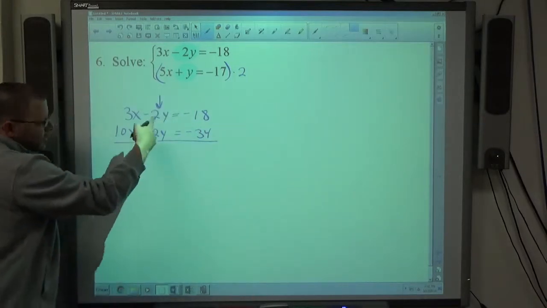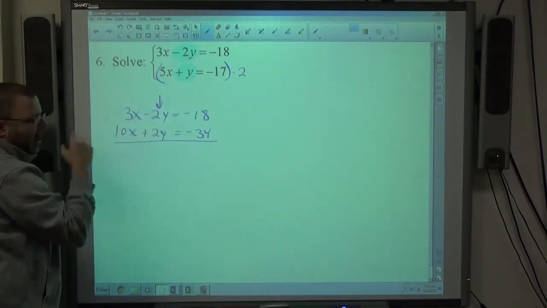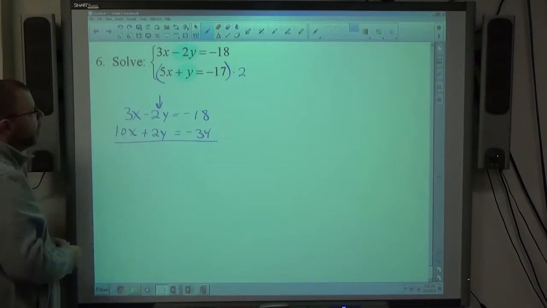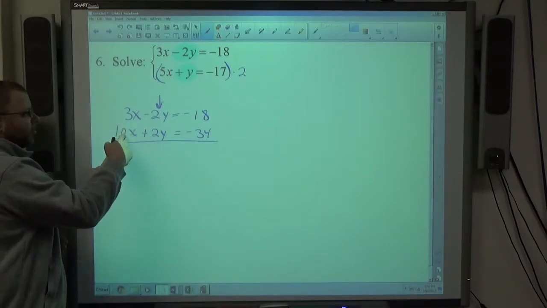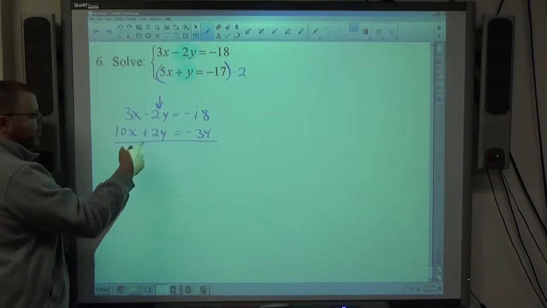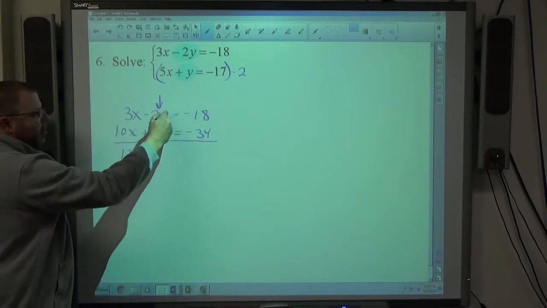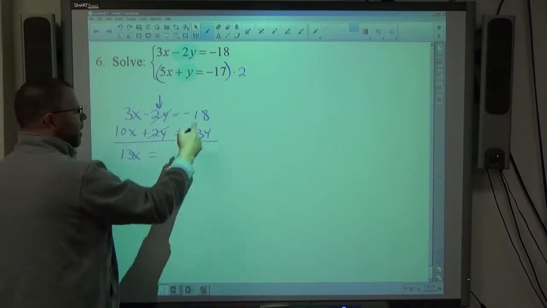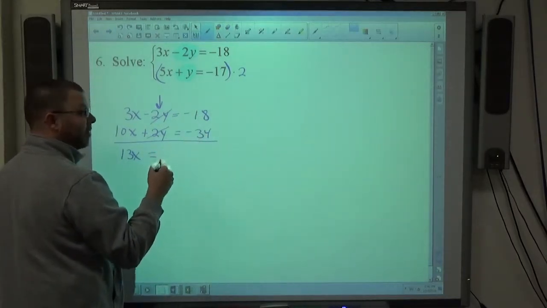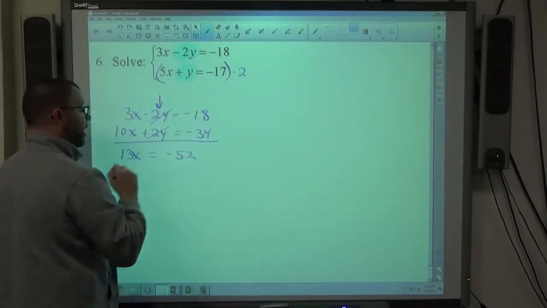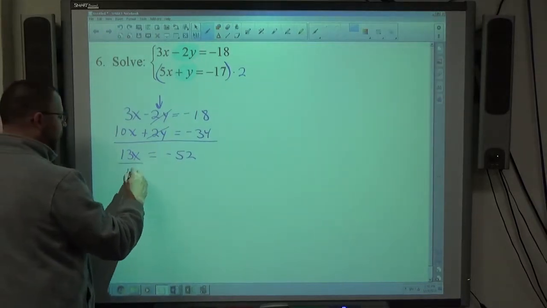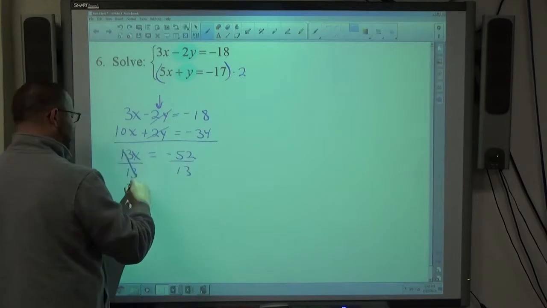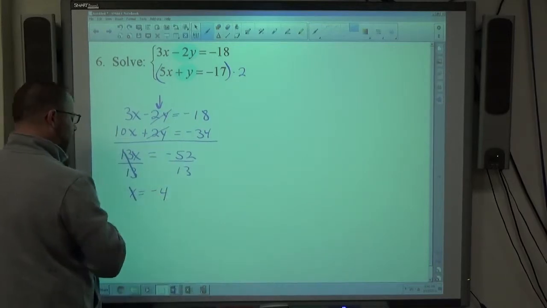Once I get the desired result, which is opposite signs and opposite terms, on the variable I want to get rid of, I simply add the equations. 3x plus 10x makes 13x. The signs are the same, so I add. Negative 2y and positive 2y cancel. Negative 18 and 34, again, the same sign, so I add. I get negative 52. 13x equals negative 52, divided by 13. That gets me x equals negative 4.